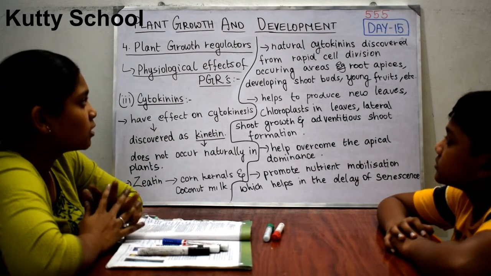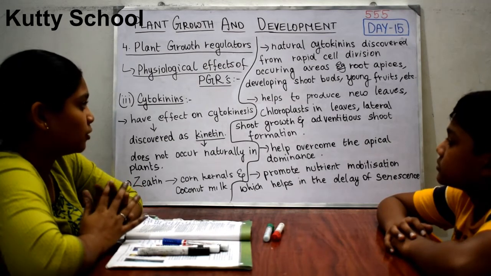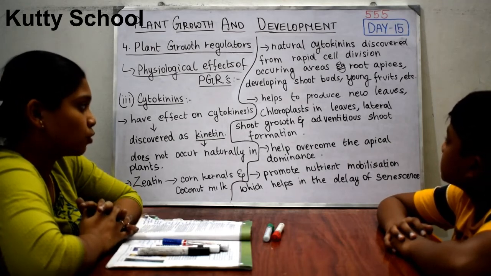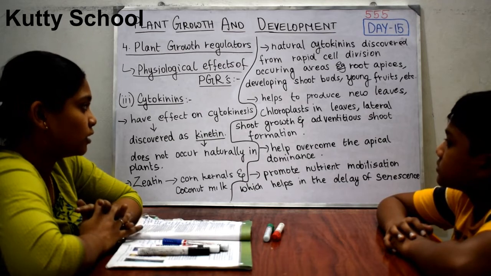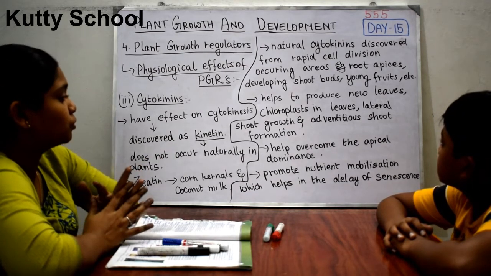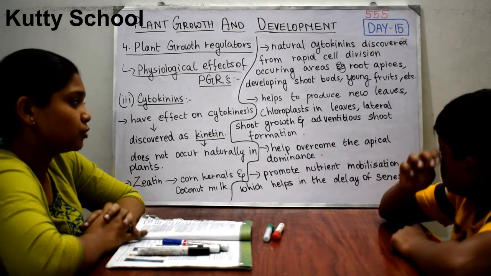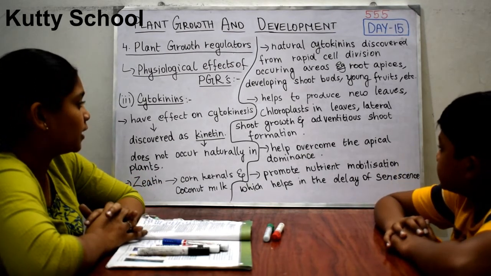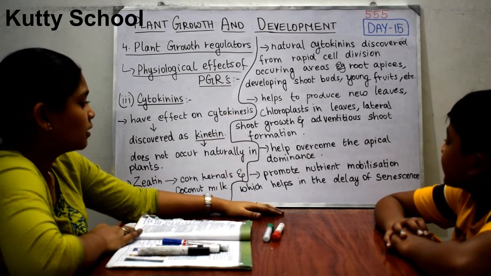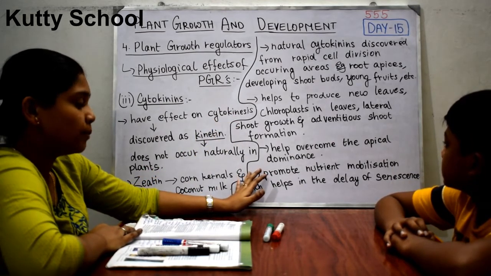So what do these cytokinins do? They help to produce new leaves and chloroplasts in leaves, and they help to produce lateral shoot growth, adventitious shoot formation and everything. So it helps in the production of all these parts in plants. And it also helps overcome apical dominance.